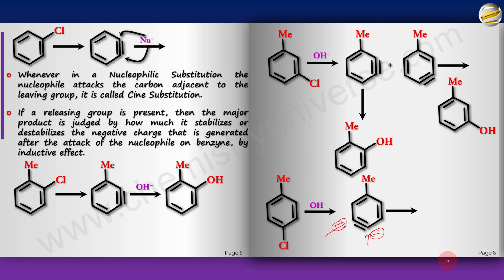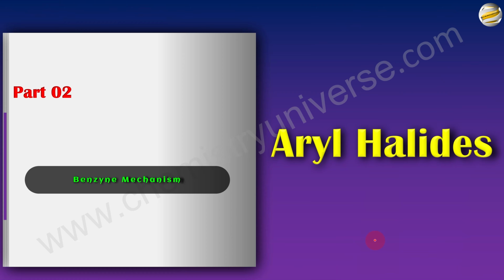Remember, the minus going to para doesn't mean the attack happens on para. Minus going to para means attack happens on meta, and the product is the meta product. And that finishes this short video of Benzyne Mechanism.